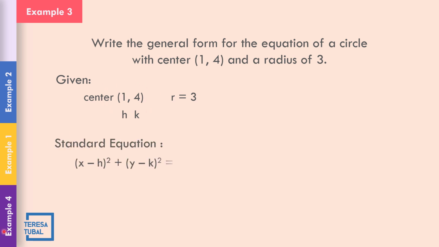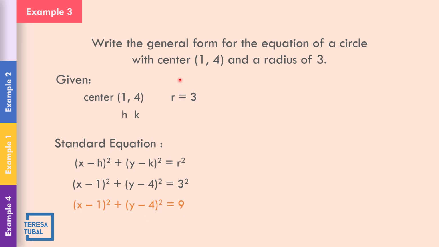If it is case 2, the formula is the quantity x minus h squared plus the quantity y minus k squared is equal to r squared. Let us replace h with 1 and k with 4, and then copy the radius, which is equal to 3. So the standard equation of this circle is the quantity x minus 1 squared plus the quantity y minus 4 squared is equal to 9.